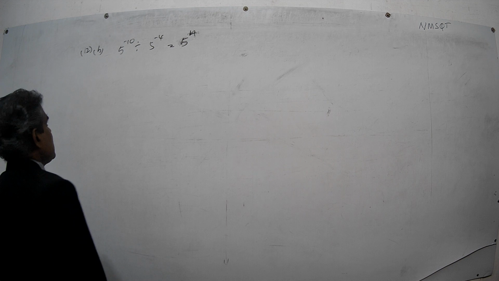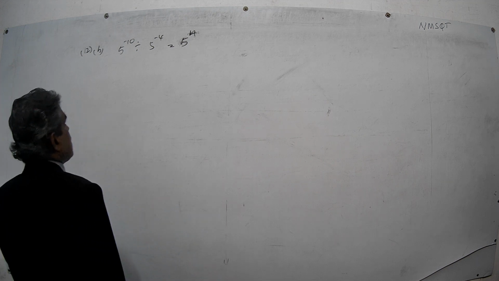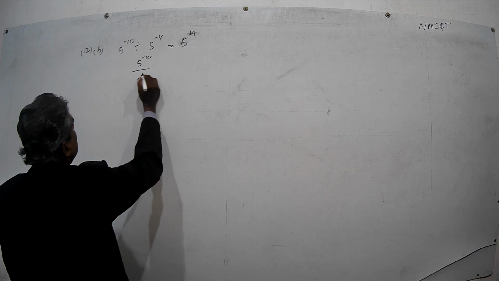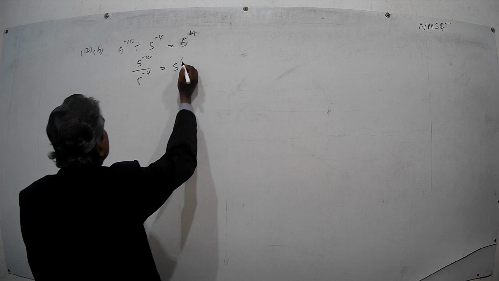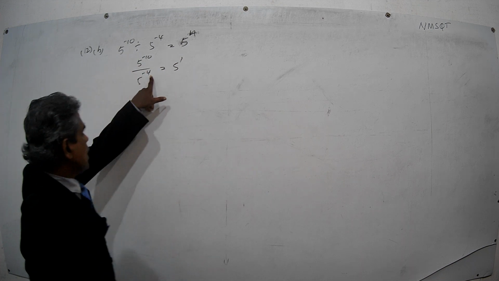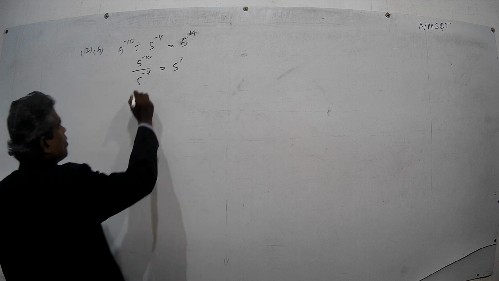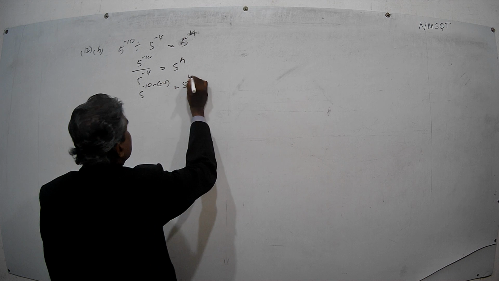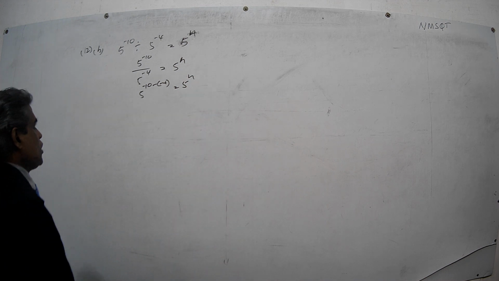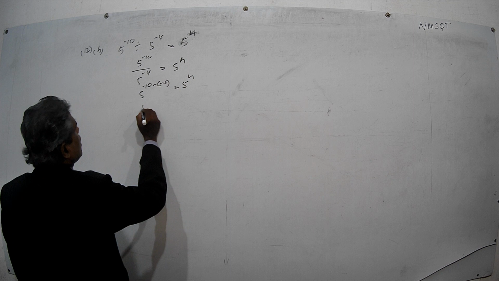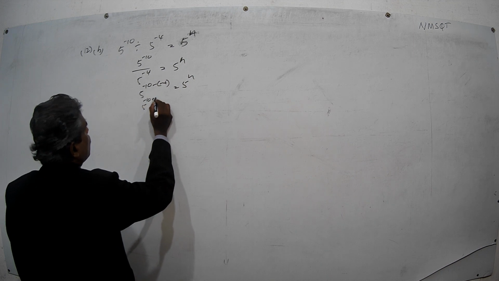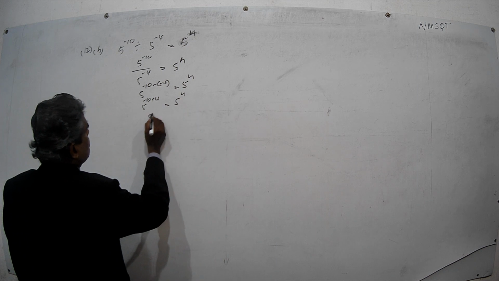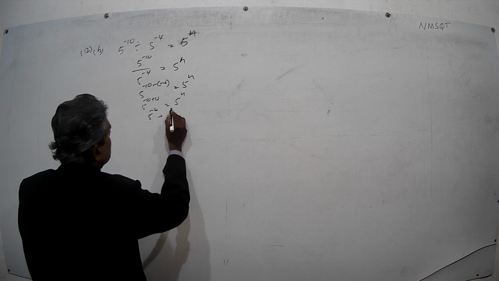Now you can write this very easily, because when you divide indices of the same base, powers are deducted. Then 5 to the power minus 10 divided by 5 to the power minus 4 equals 5 to the power n. When you divide, the power of the denominator is deducted from the power of the numerator, so you can write minus 10 minus of minus 4 equals 5 to the power n. Then when you multiply minus by the minus, it will be minus 10 plus 4. Then you can write this as 5 to the power minus 6 equals 5 to the power n.